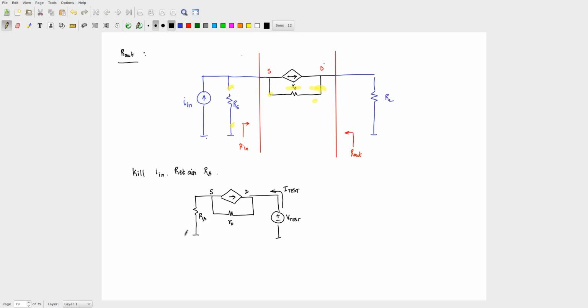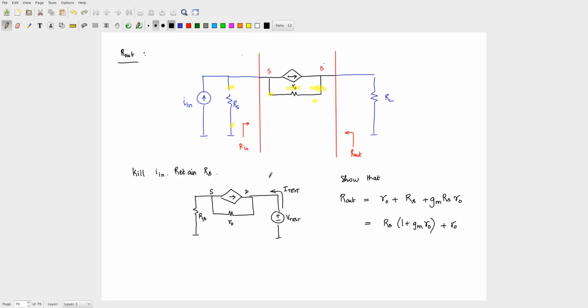And this one will work out to what? So your R out, please do this and see that this is what you get. You will get R out equals R0 plus RS plus GM RS R0, which essentially is RS into 1 plus GM R0 plus R0, right? Show that this is the case. I am not doing that, but it's very straightforward.